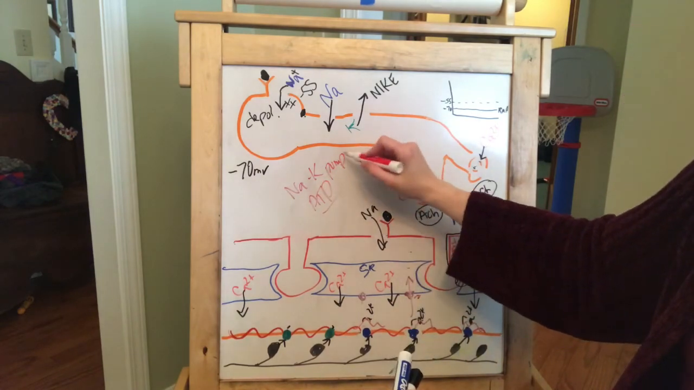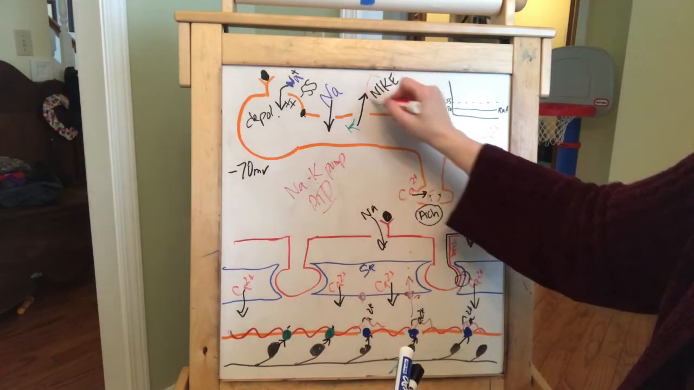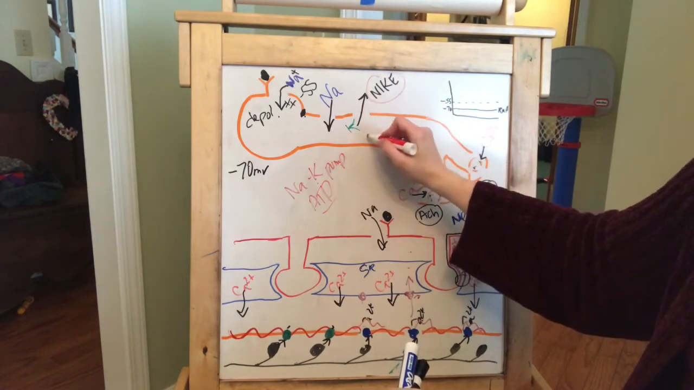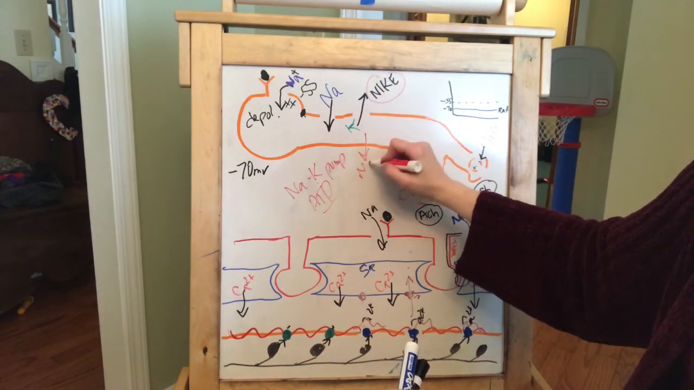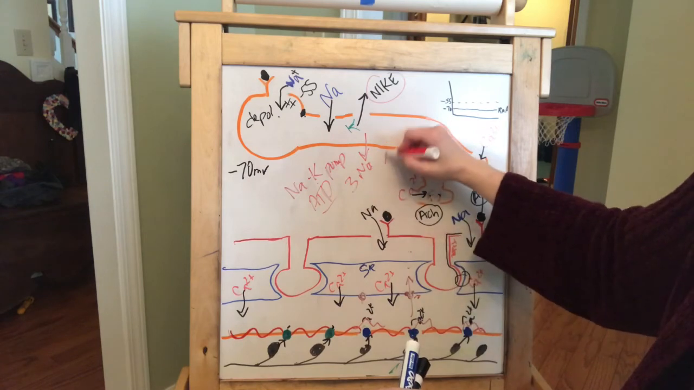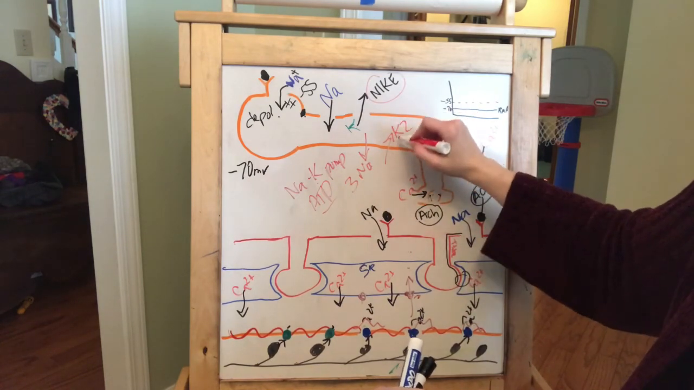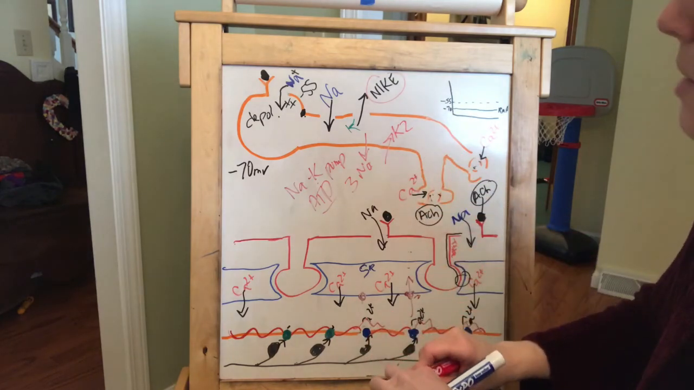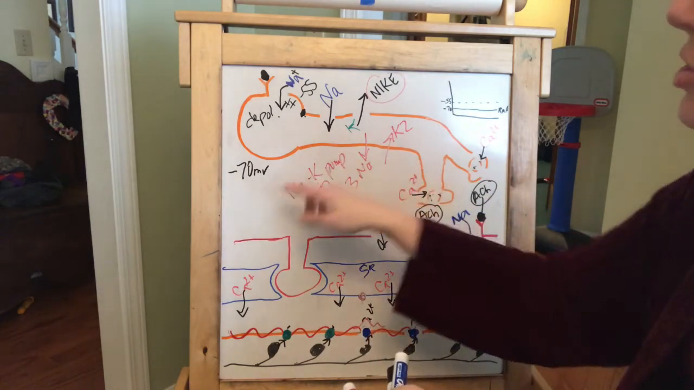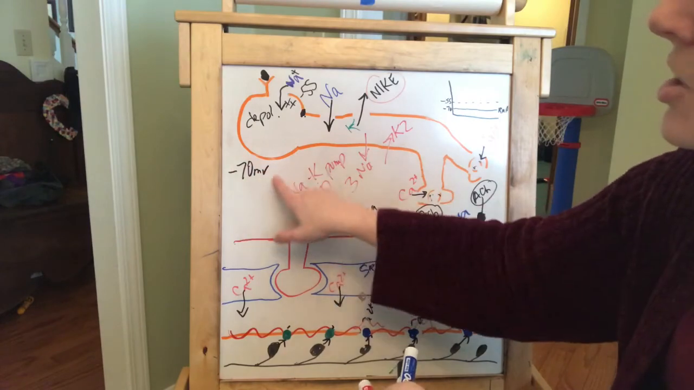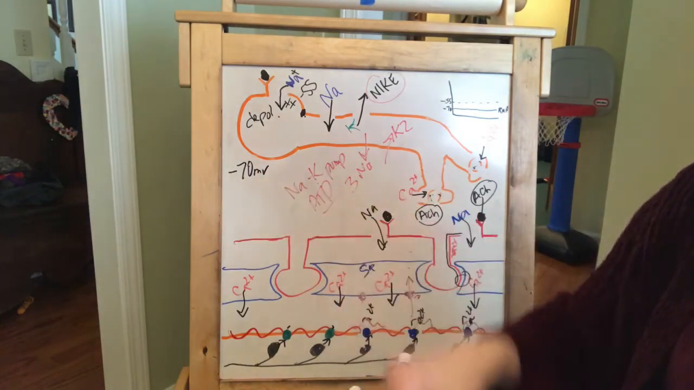And remember, the sodium-potassium pump is reversing this. So the sodium-potassium pump is bringing sodium out. We take 3 sodium out, and we're putting 2 potassium in when we're using that sodium-potassium pump. And that is to restore resting membrane potential, to get back to that negative 70 millivolts.